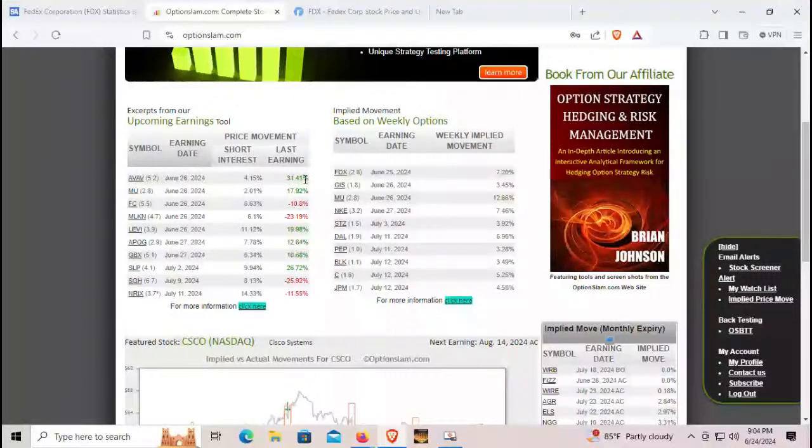So AVAV, we got 31%. MU had 17% positive. We have FC down 10%. MLKN down 23%. Levi's was up 19, almost 20%. APOG went up 12.64%. GBX 10%. SLP 26% positive. SGH down 25%, almost 26%. And NRIX down 11, almost 12%.